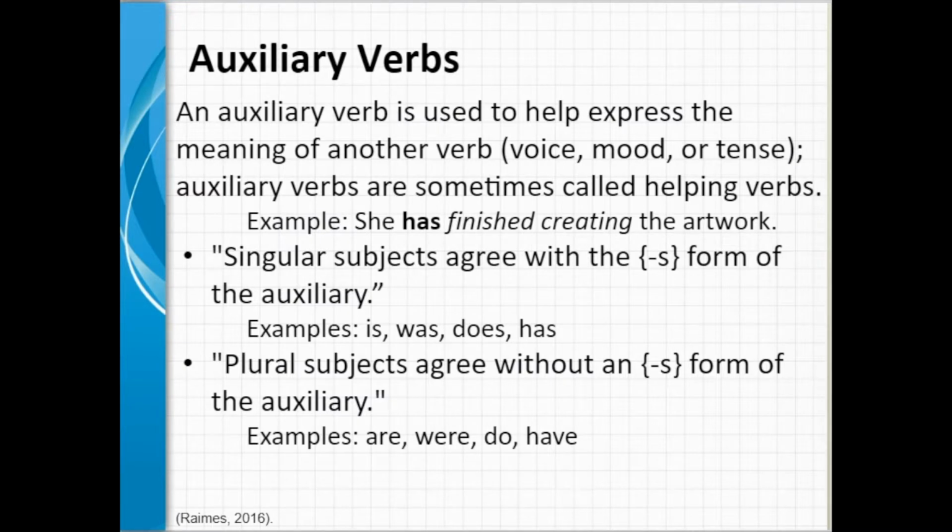Auxiliary verbs. Alright, so if you haven't already noticed, there are many different types of verbs, like auxiliary verbs. Auxiliary verbs are sometimes called helping verbs as they help express the meaning of another verb. Singular subjects agree with the S form of the auxiliary verb, and plural subjects agree without an S form of the auxiliary verb.